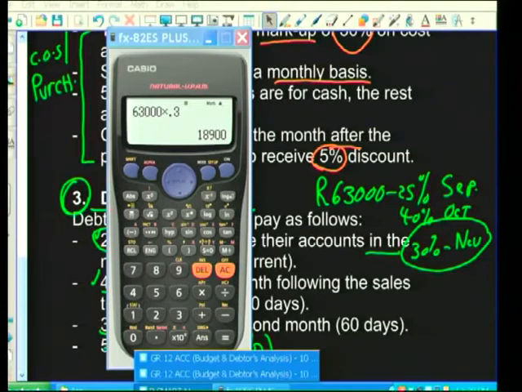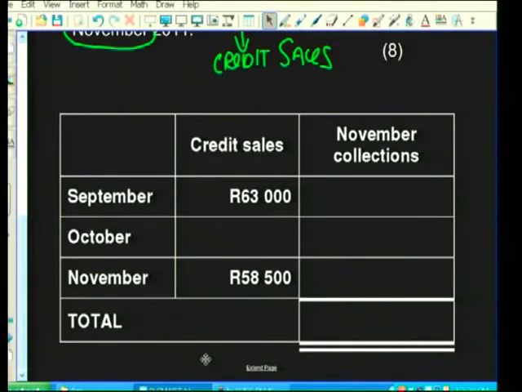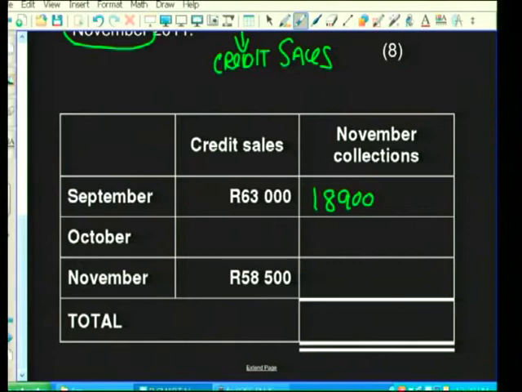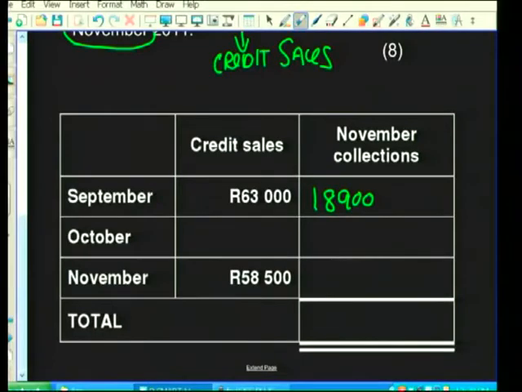So let's fill that in. Okay, so it's the amount of 18,900. Okay, guys, easy stuff. Let's move on now to the next month, which is the month of October. For the month of October, the credit sales is missing. It's not given to me. So I now have to calculate first what is the credit sales before I can actually work out what I'm going to collect in the month of November. So let's start with the credit sales for the month of October.